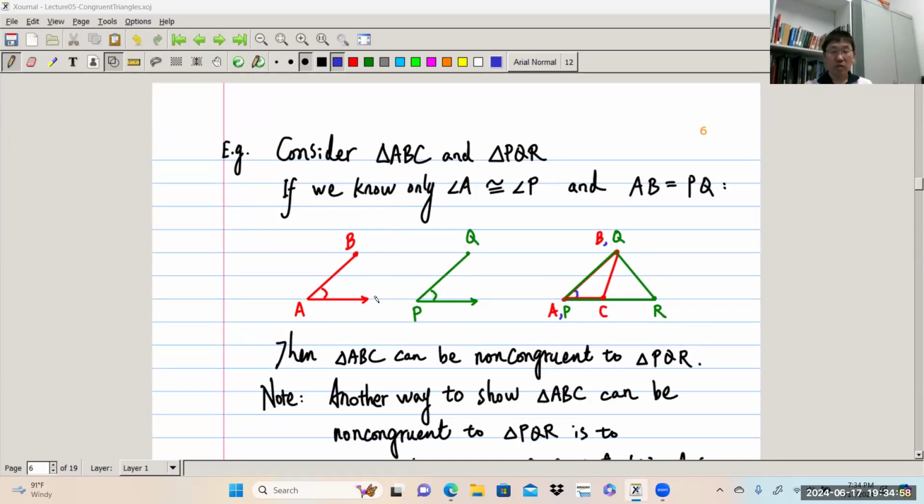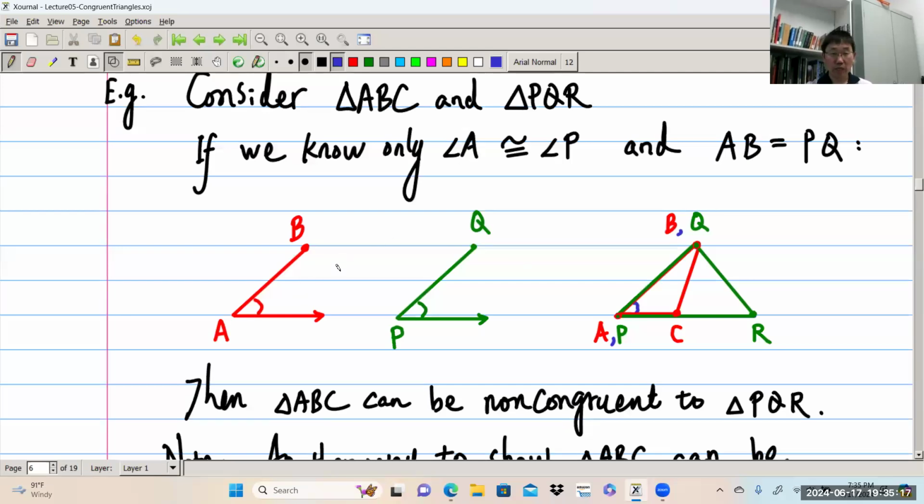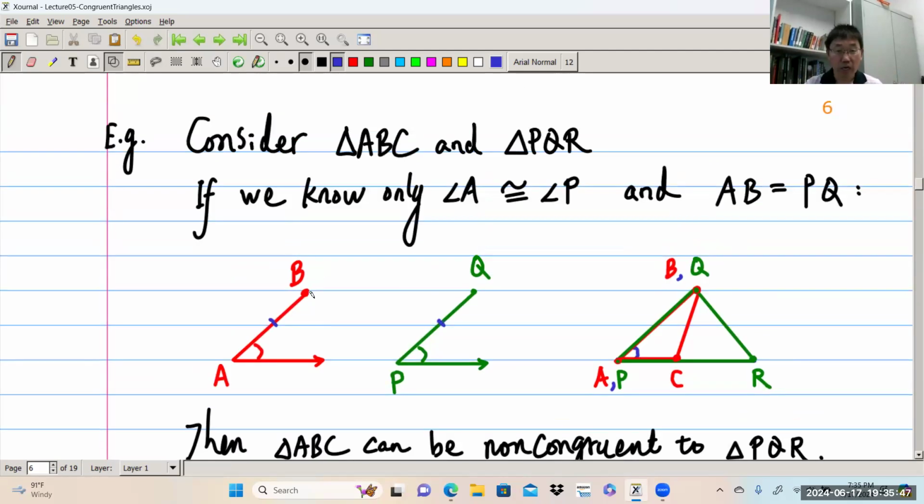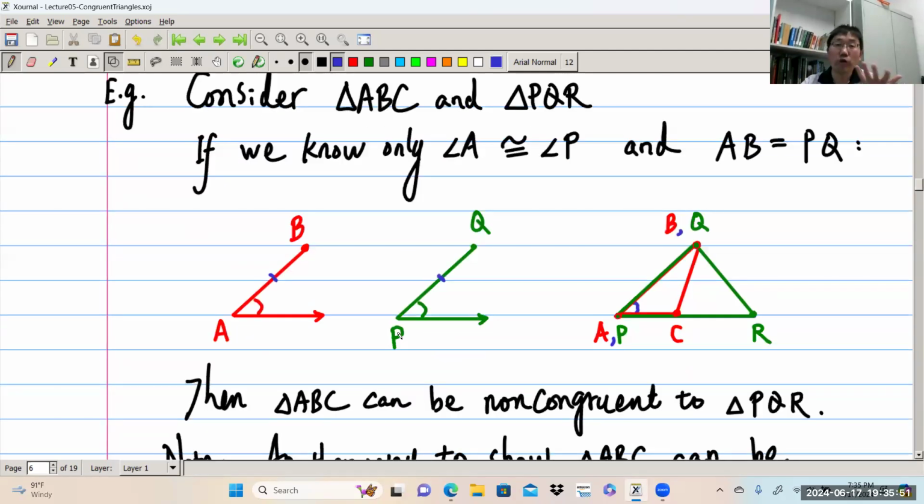So now, let's consider this case. Consider triangle ABC and PQR. If we know angle A is congruent to angle P, look at this diagram here. Angle A is congruent to angle P, and also I tell you AB is congruent to PQ. They have the same measure. Now suppose I only know these two pieces of information. I know these two congruence relationships: angle A is congruent to angle P, and AB is congruent to PQ. Can you claim that these two triangles are congruent?